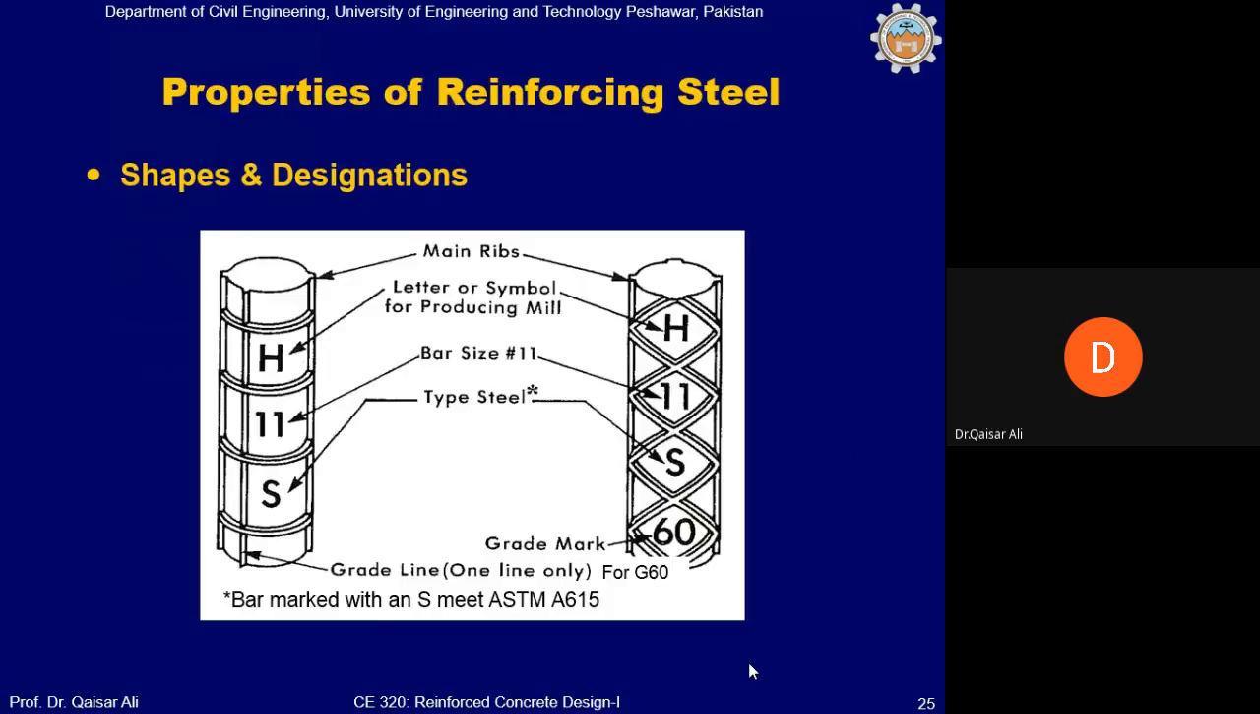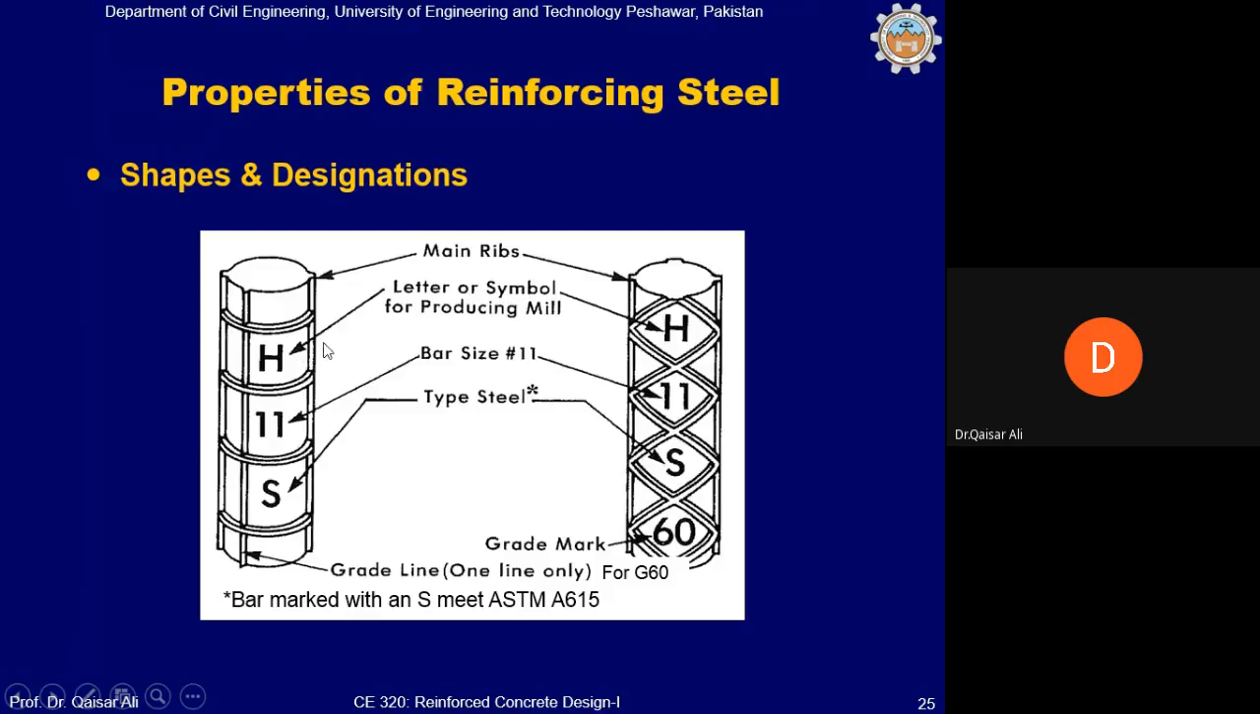This is the general typical shape of bars. On the left, you can see a bar with horizontal and vertical ribs. These ribs, as I said earlier, are projections, deformations. These ribs basically help the bonding between steel and concrete.